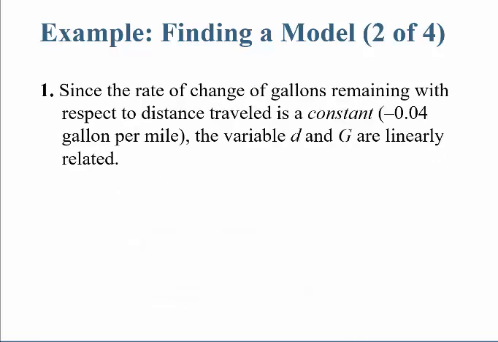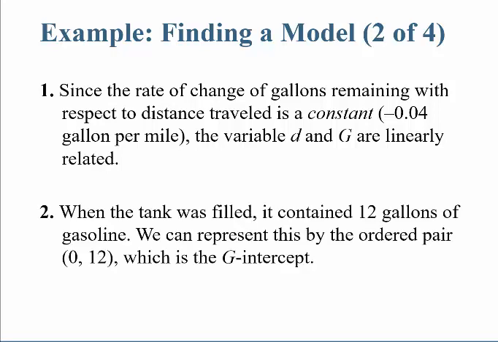Okay, since the rate of change of the gallons remaining with respect to distance traveled is constant, it's going down 0.04 gallons per mile, a constant rate of change. The variables D and G are linearly related. When the tank was filled, it contained 12 gallons of gasoline.